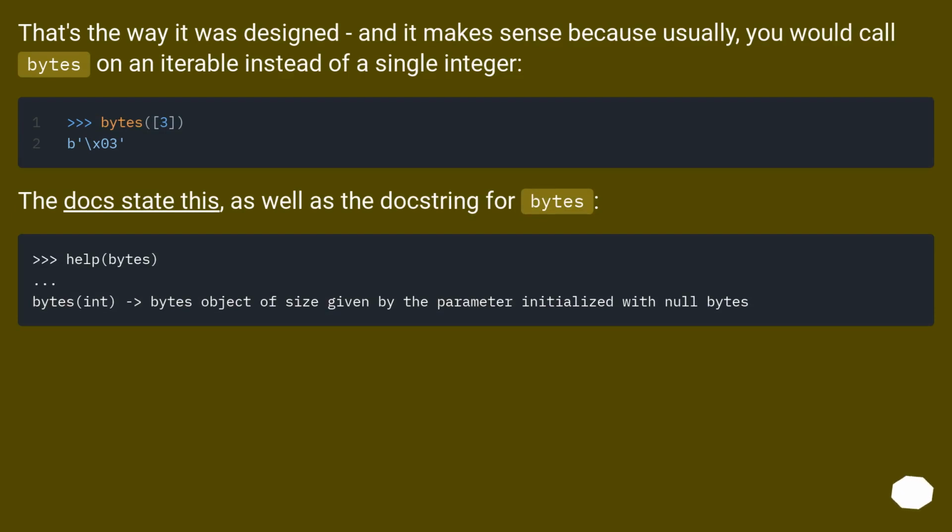That's the way it was designed, and it makes sense because usually, you would call bytes on an iterable instead of a single integer. The docs state this, as well as the docstring for bytes.